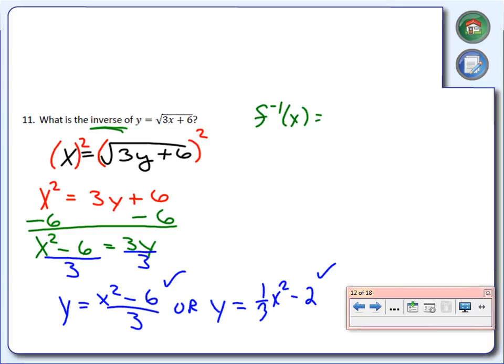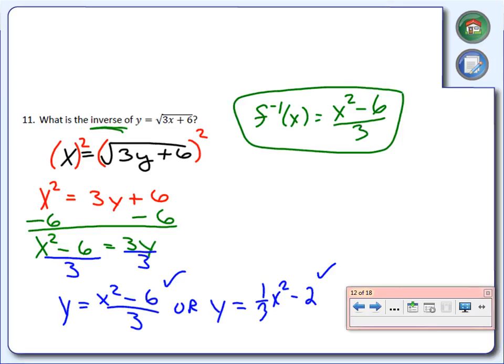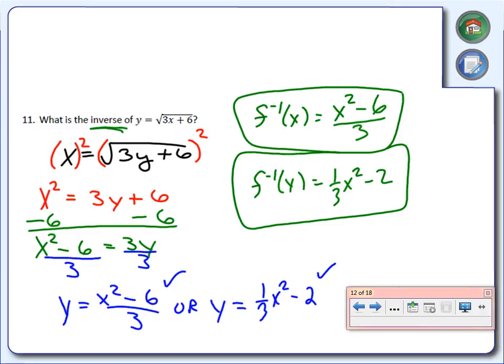So that's what I'm going to ask you to do on the test. When you write your answer, rather than using the y, use this notation. So again, the answer can be in this form. That would be one option. We can do that. Or we can do the other, 1/3 x squared minus 2. That would also be acceptable. Either one of these would work. Just make sure you use the right notation.